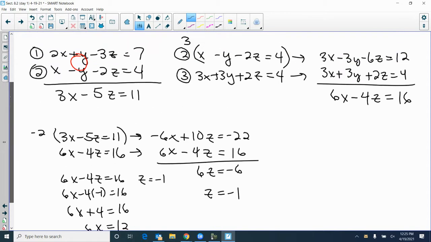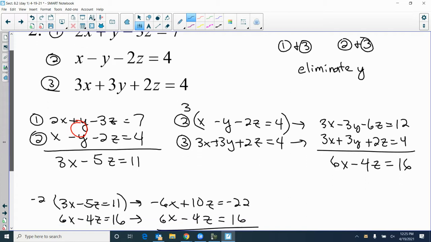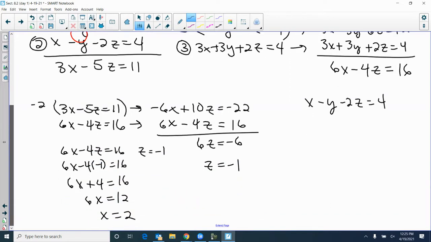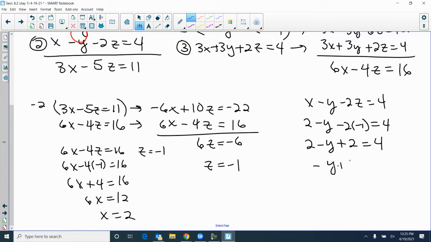And now go back up. I'm going to pick equation 2. I got x minus y minus 2z equals 4. And then I got x is 2, z is -1. I get 2 minus y plus 2 equals 4. -y plus 4 equals 4. All right, be careful here. I get -y equals, that's a 0. It's an ugly 0. And so y equals 0.